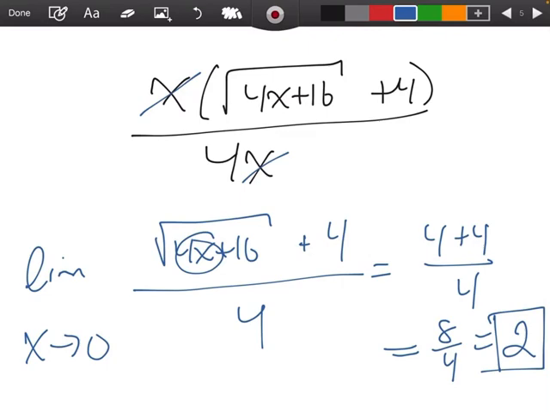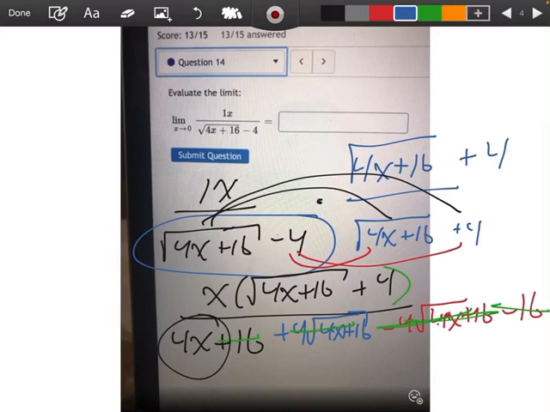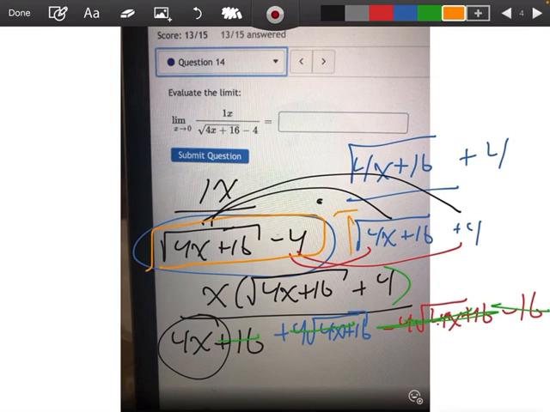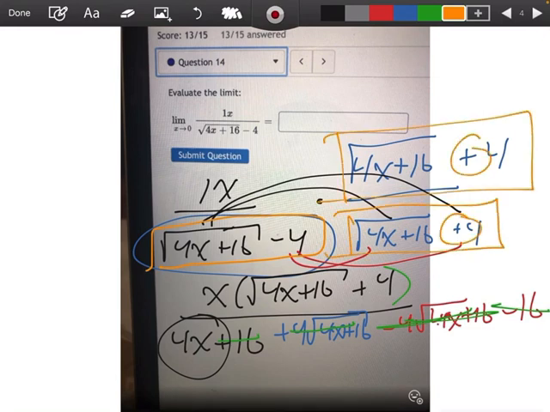Okay. So again, I need to use the idea of the conjugate in order to do these problems, right? So again, if I have a square root of 4x plus 16 minus 4, I need to multiply by that same square root, but we're changing the sign of that middle.